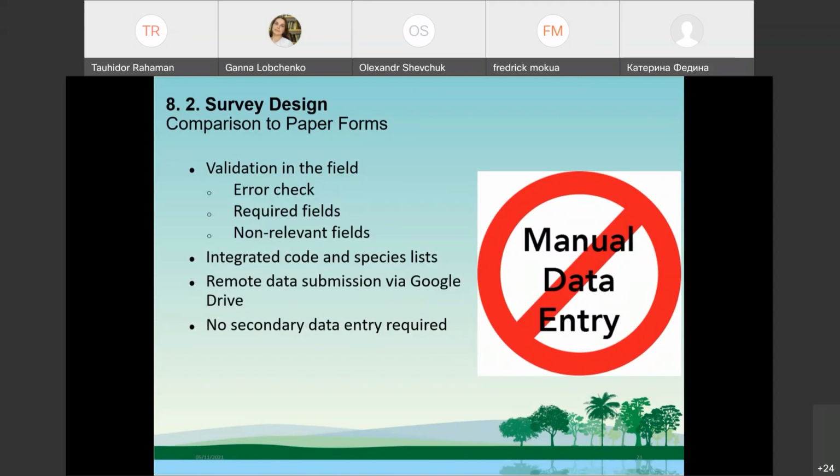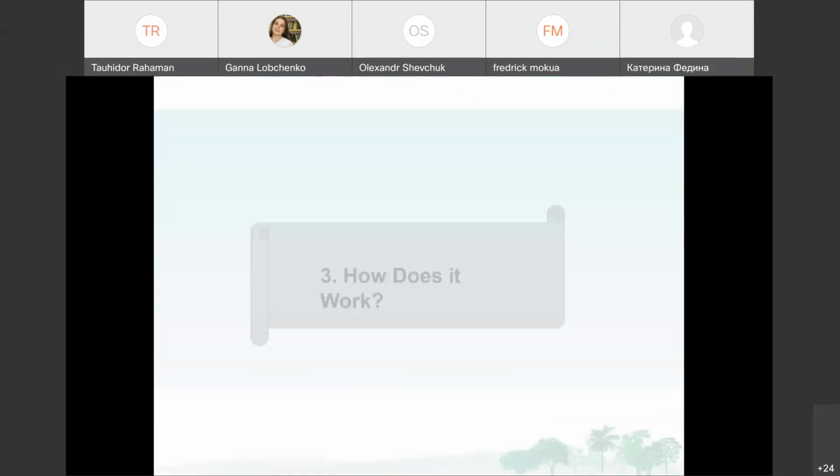And there are no non-relevant fields. Integrated food and species list. For example, if we allow people to write the species name, the spelling will be different, and the way they write it will differ, so in the database it will create a problem when we deal with different names. But we have the opportunity to incorporate our species list in this platform so that they will just see a drop-down list and click to get the species. And we can submit this data to Google Drive, so no secondary data entry is required. Directly we can output it as a CSV file.